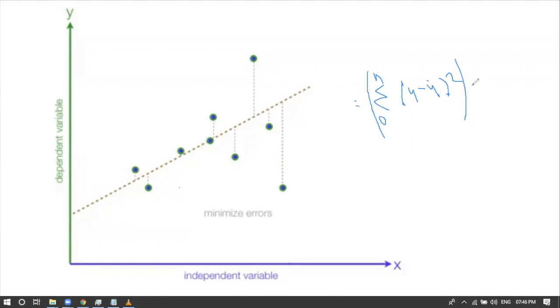This is the general equation. So you just want to reduce this thing. You want to minimize this as much as possible. This is your cost function and you want to minimize it. Now, how exactly does it happen? For a normal linear regression, we have a proper mathematical formula. We'll go through that in a moment.